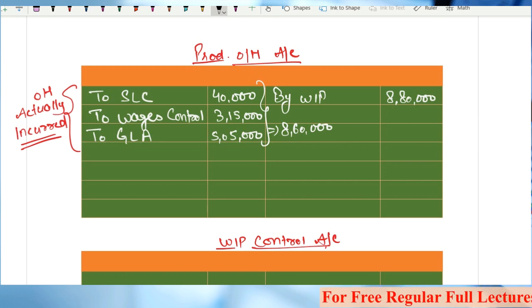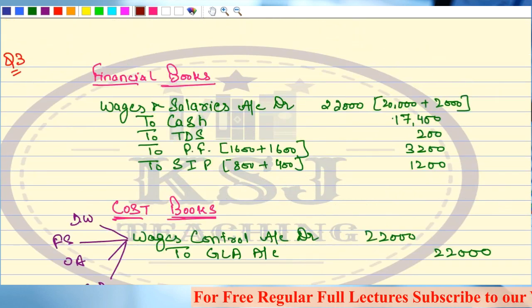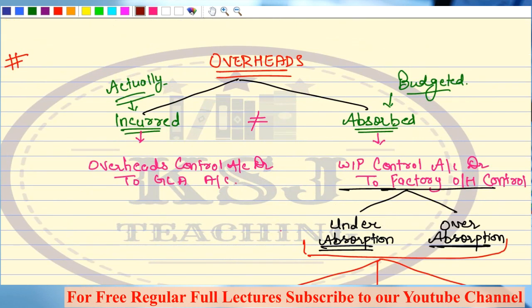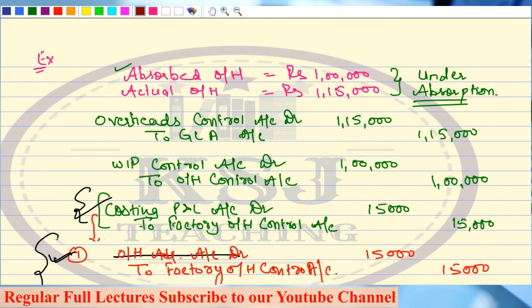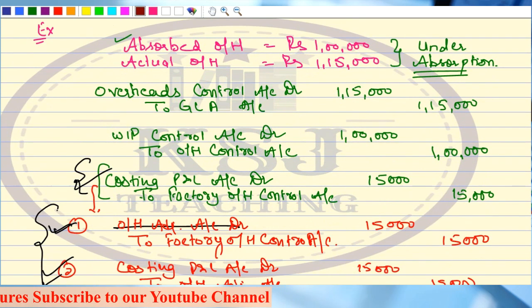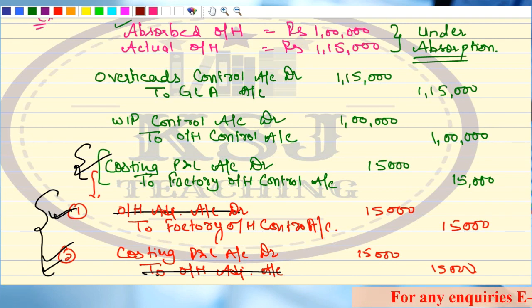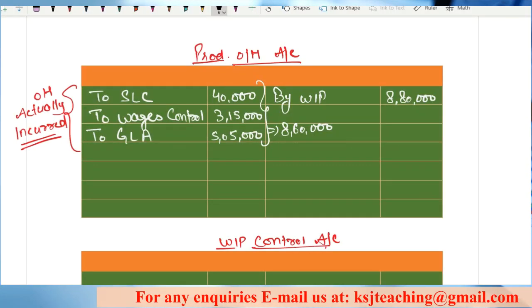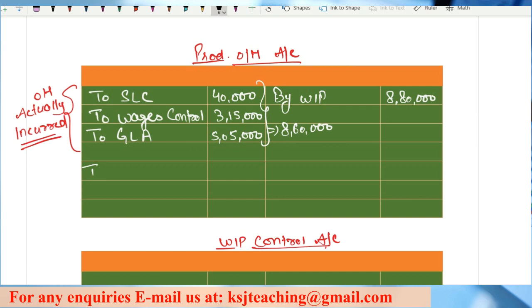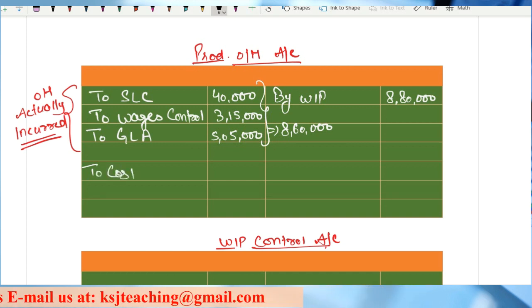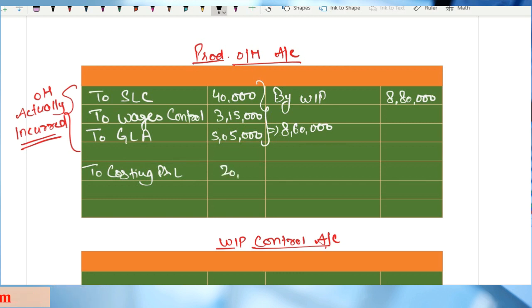Sir, the normal journal entry will be, see, this is for under absorption, costing P&L to factory overheads control account. If it is a case of over absorption, the entry will be reversed. That is factory overheads to costing P&L, right? So I can write here to costing profit and loss account 20,000, right?